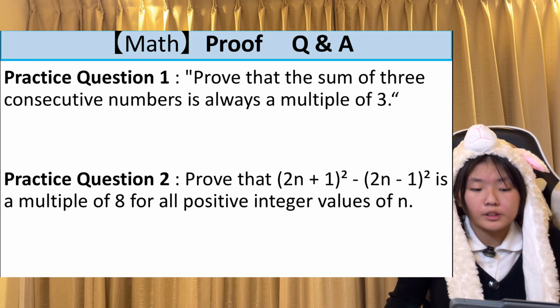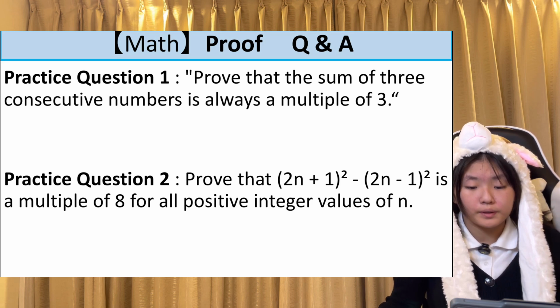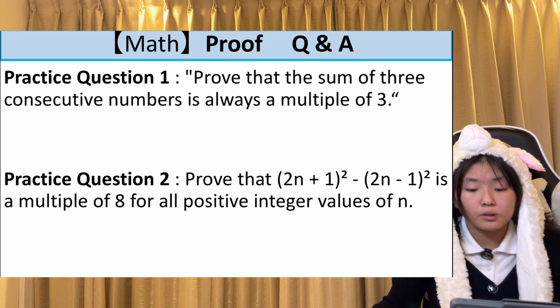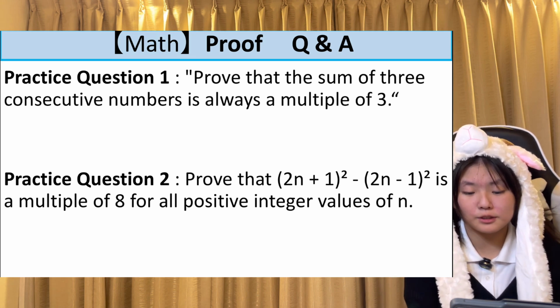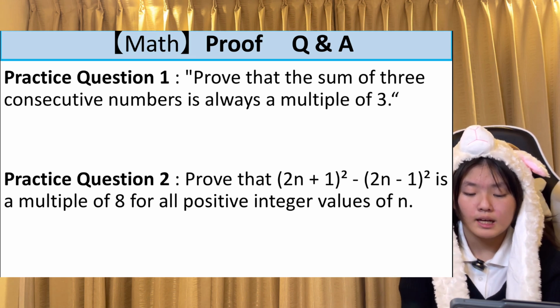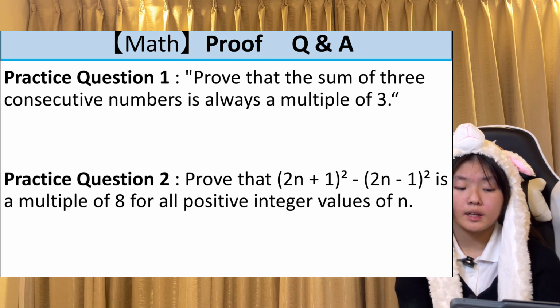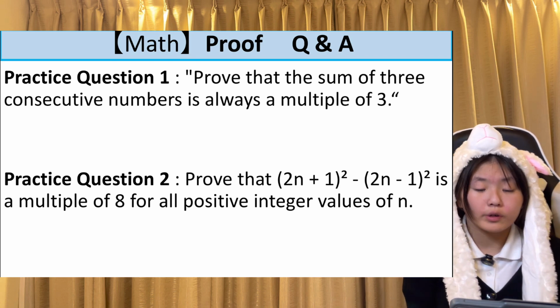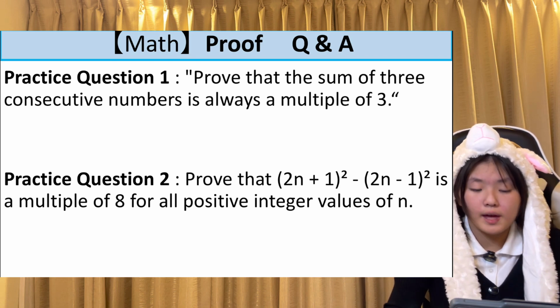I'll give you 2 questions so that you can practice proving something. Number 1, prove that the sum of 3 consecutive numbers is always a multiple of 3. Number 2, prove that (2n plus 1) squared minus (2n minus 1) squared is a multiple of 8 for all positive integer values of n.